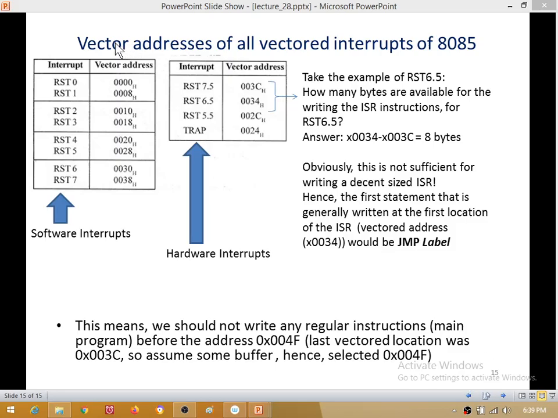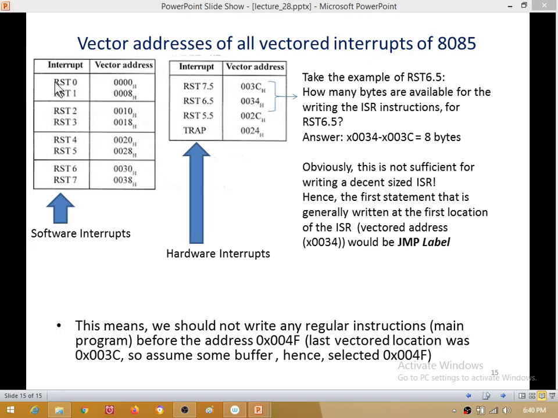This slide shows the vector addresses of all vectored interrupts of the 8085. We are obviously interested in the hardware interrupts, and for the hardware interrupts the vector addresses are shown here. These are fixed addresses, fixed by the manufacturer. These addresses are where your program is going to jump to as soon as the interrupt occurs. On this side, this table shows some of the software interrupts.